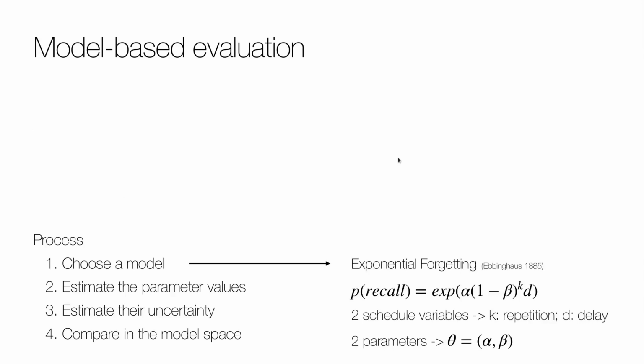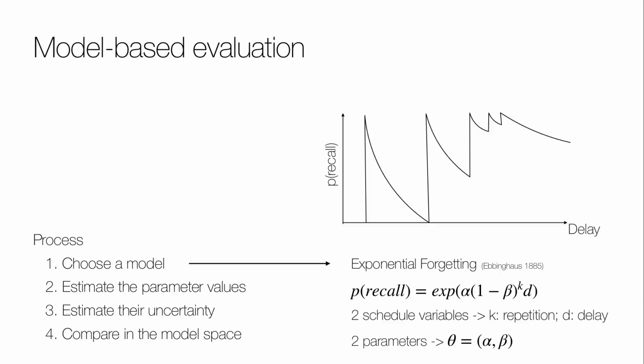The first step of the process is then to select a recall model. In this work, we considered an exponential forgetting model due to Ebbinghaus. The model relates the recall probability for a particular association to two schedule variables: k, the number of times the association was seen, called the repetition number, and d, the time since the last association was seen, called the delay. The recall probability is also a function of the two memory parameters alpha and beta, which indicate how fast we forget, and how strongly memory is reinforced when a pair is learned again.